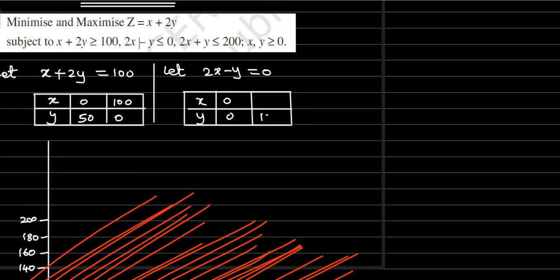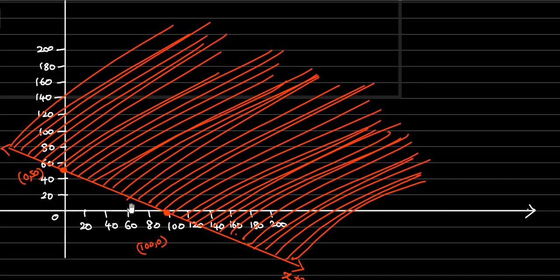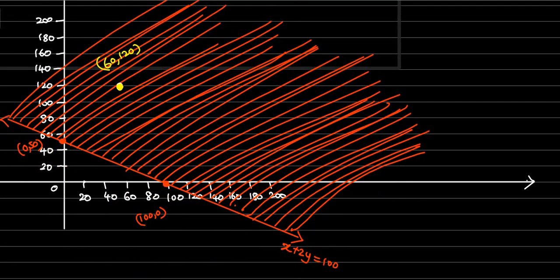If y is 120, then 2x minus 120 equal to 0, so 2x equals 120. Then x equals 60. So if the x value is 60, then the y value will be 120. So this point here is 60 comma 120. And the first coordinate point that we got is 0 comma 0, so here we have 0 comma 0.